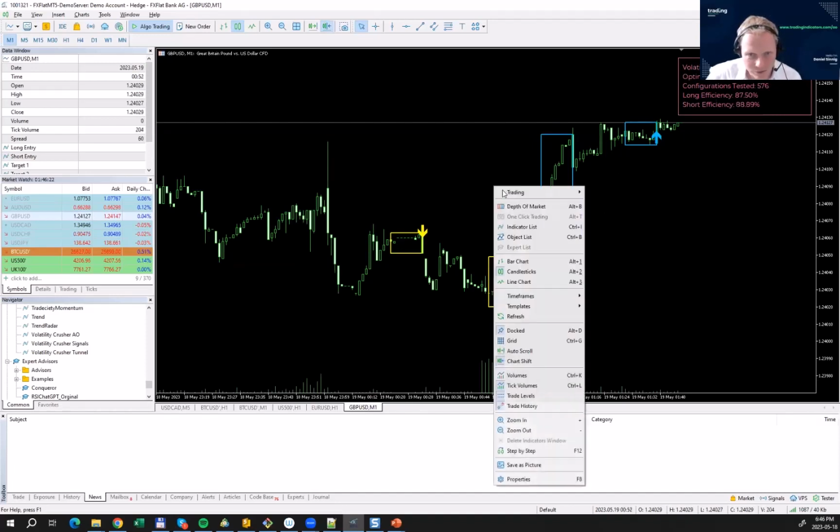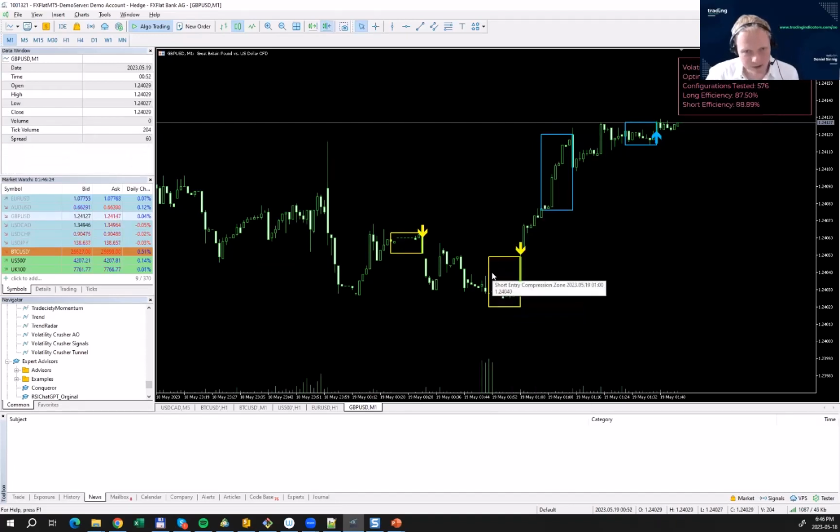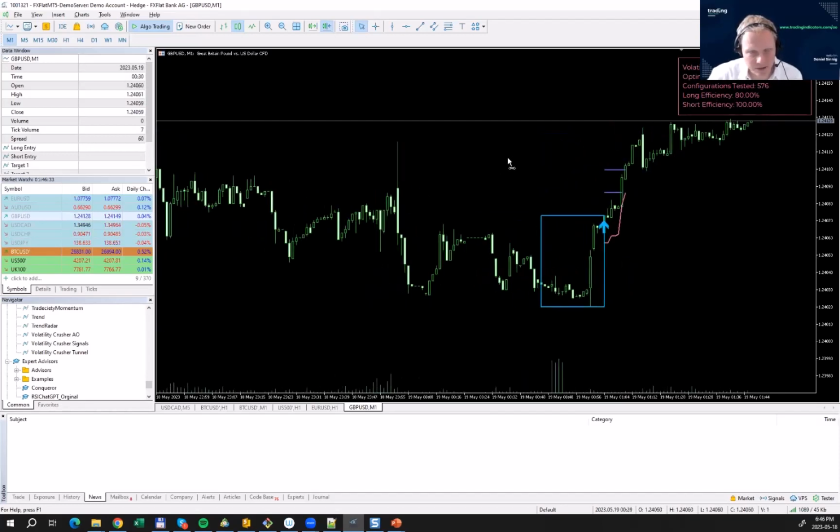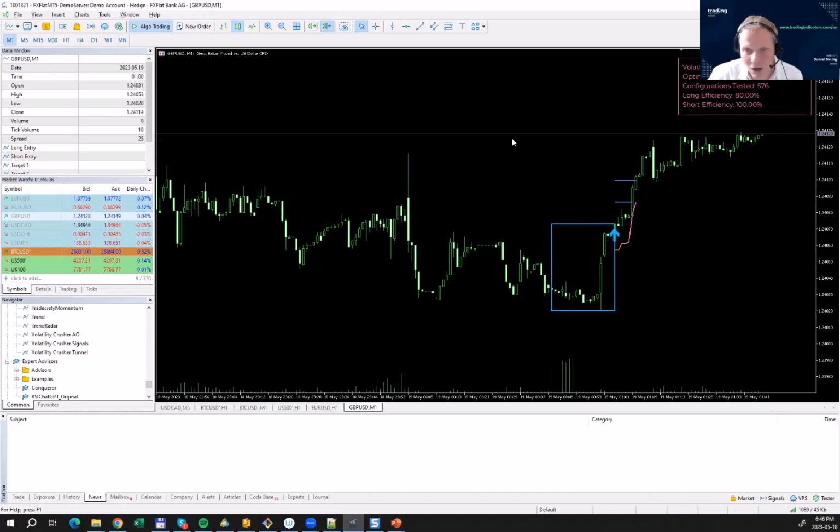Let me just refresh this real quick, because it's looking for quick breakouts. So let's have a look. One second, it's just reloading. How this turns out on this particular pair.